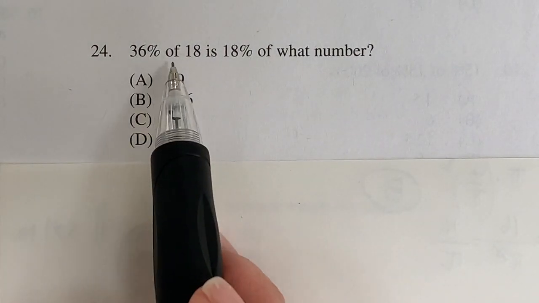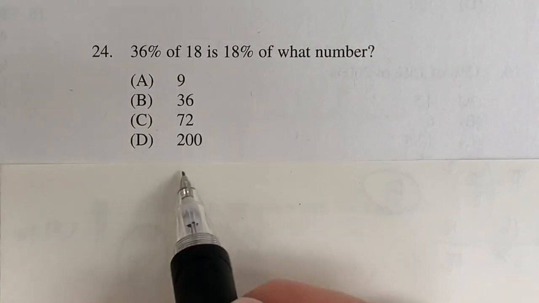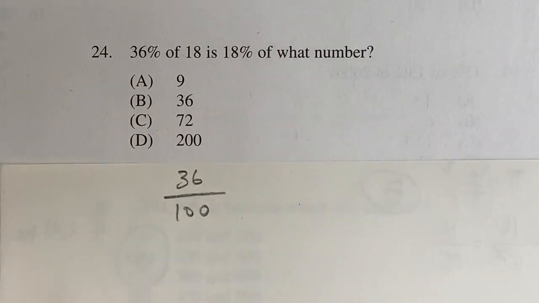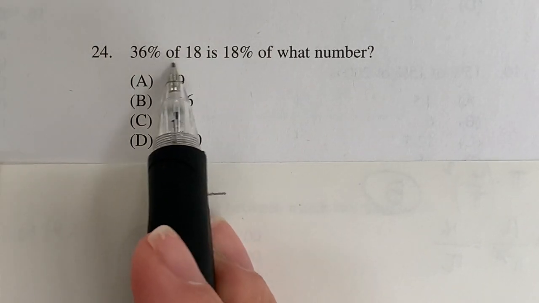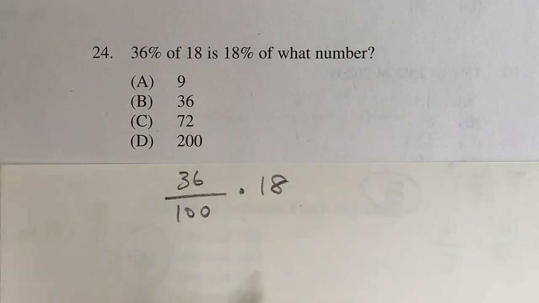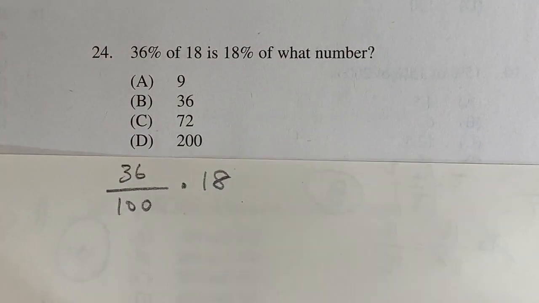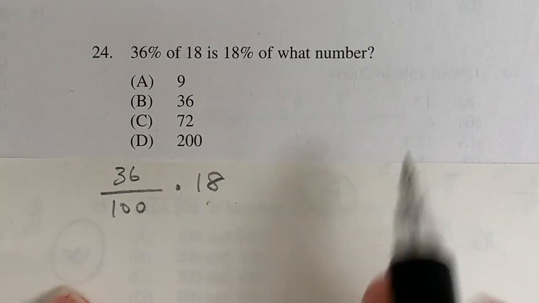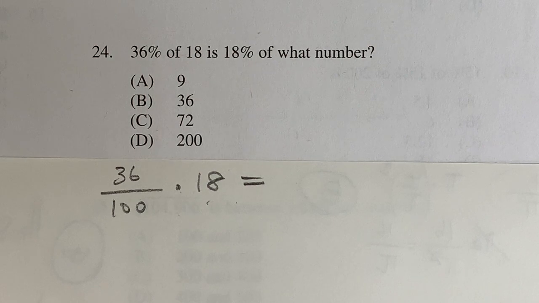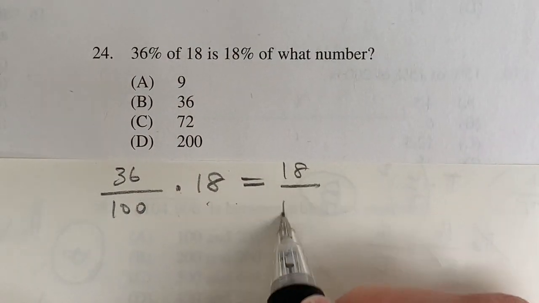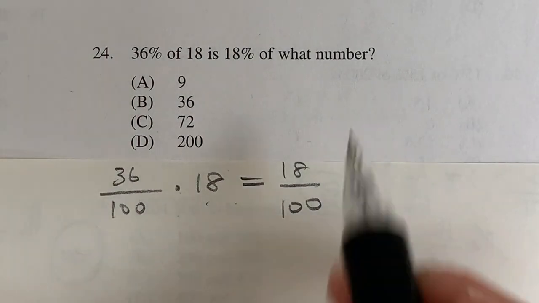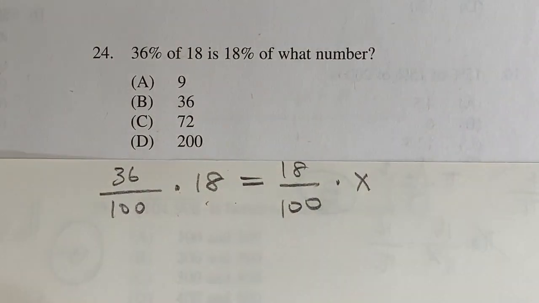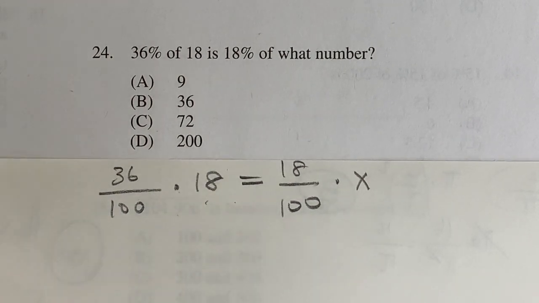Okay, so 36%, I'm gonna move this into a fraction. 36 over 100. Okay, that's 36% of 18. Remember, whenever you have a percentage question, whenever you have "of," that means multiplication. So 36% of 18 is equal to 18%, so 18 over 100, of what number? So it's x. x is what I need to know, right? What number I need to know. And then you're done, okay? So you're done with translating.